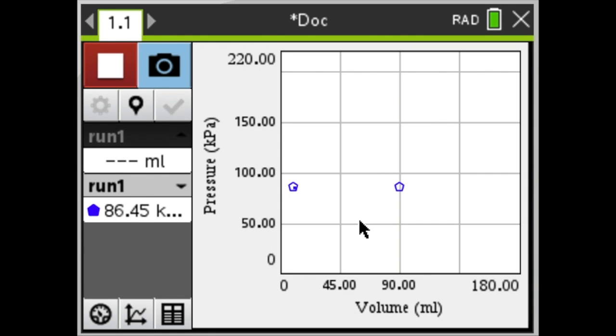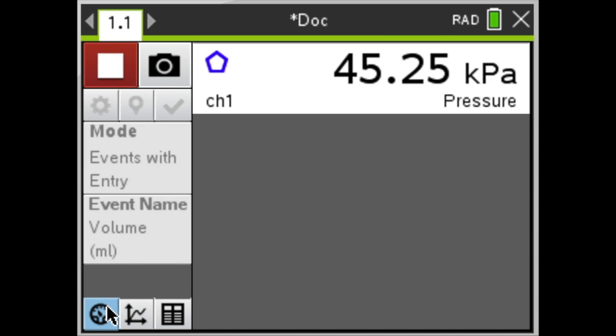Okay, now next, without changing the quantity of air in the syringe, I'm going to expand the volume, and we'll see what happens to the pressure. So I'm taking it to about 20 milliliters. Okay, let me record that.